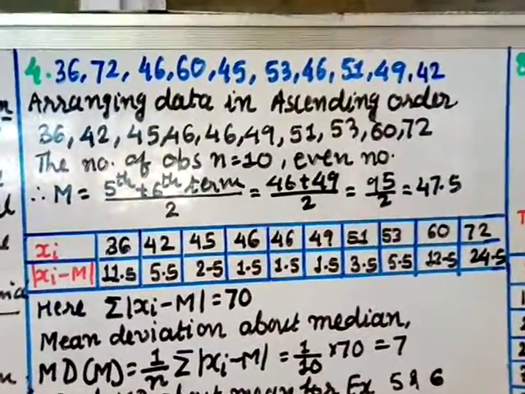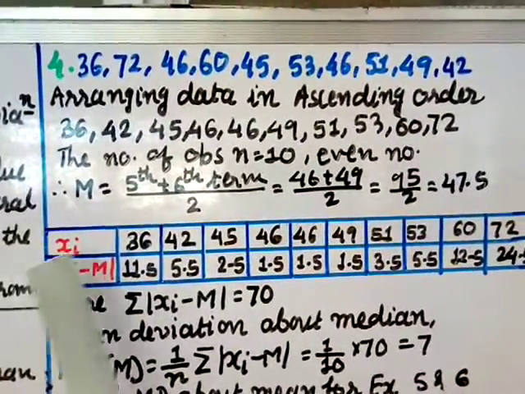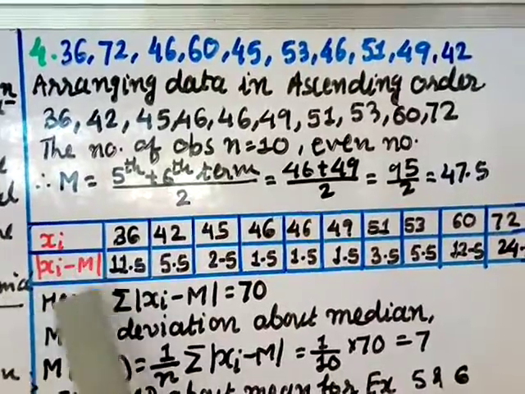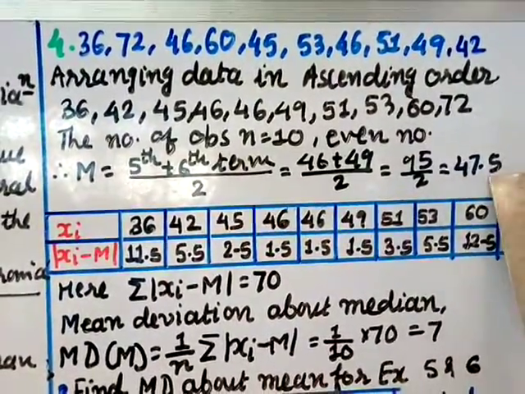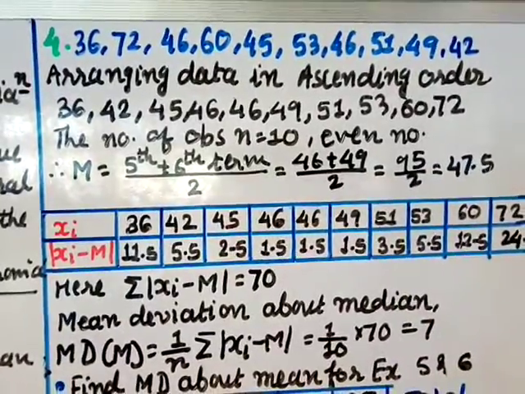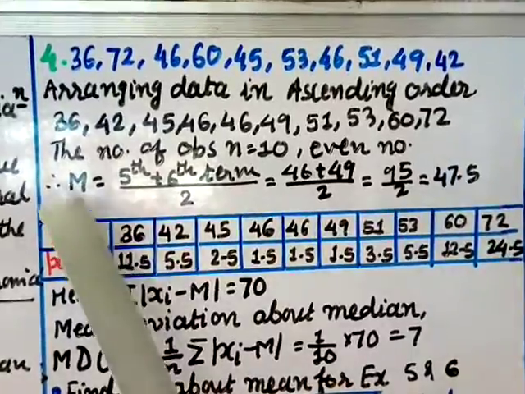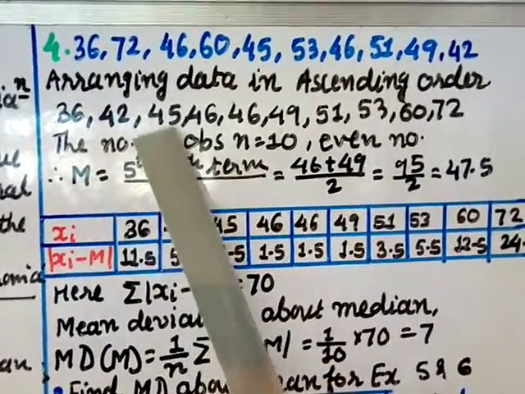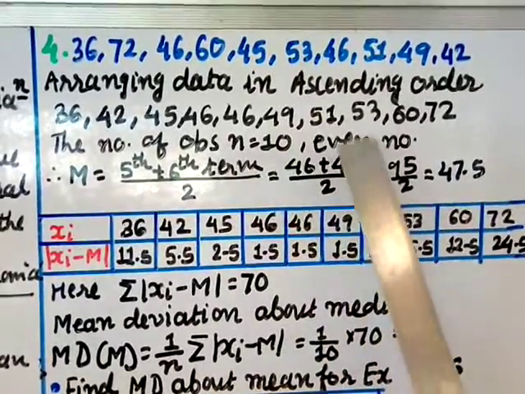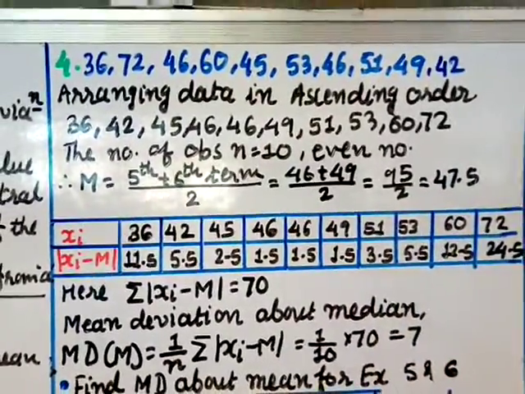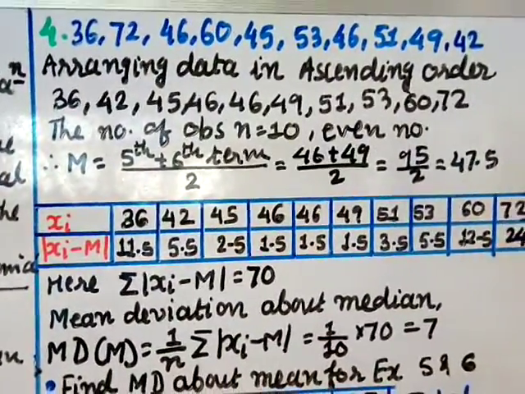Now we have to find the mean deviation about the median. For that I need to draw the table: xi value, and I am taking the modulus of xi minus m. m will be this value, 47.5. You can write here 47.5. So the xi values, which I have arranged in ascending order: 36, 42, 45, 46, 46, 49, 51, 53, 60 and 72. Now let us find the modulus, which means you just neglect the negative sign and write only the positive sign.